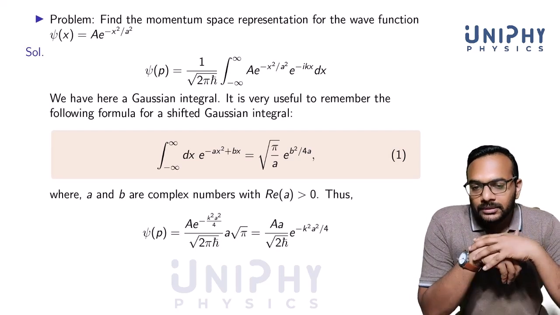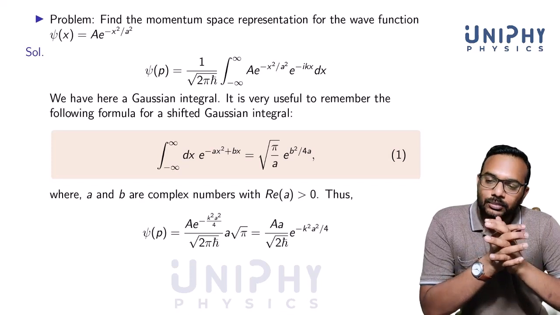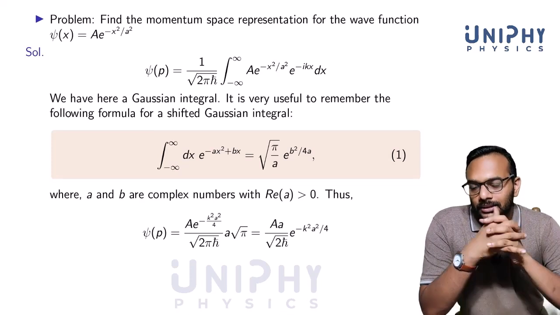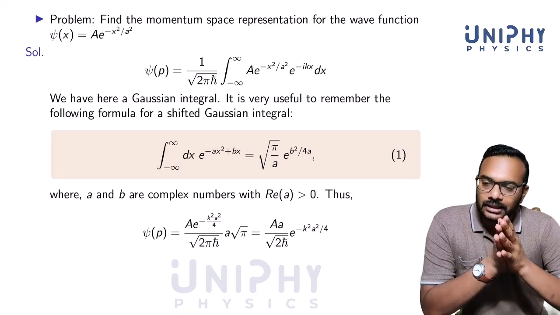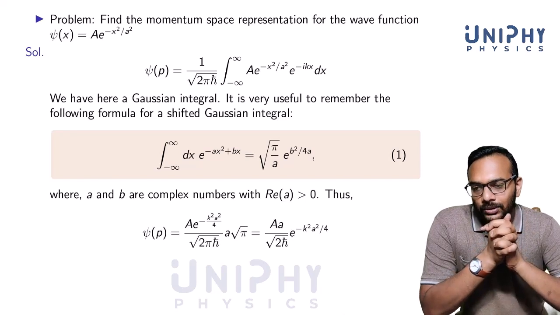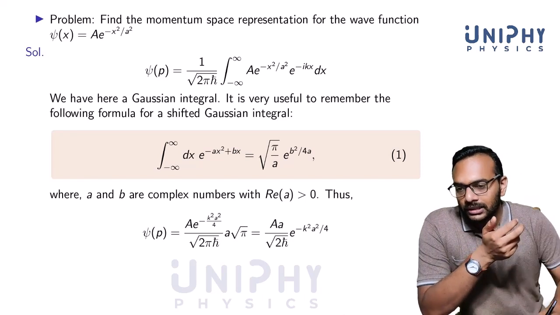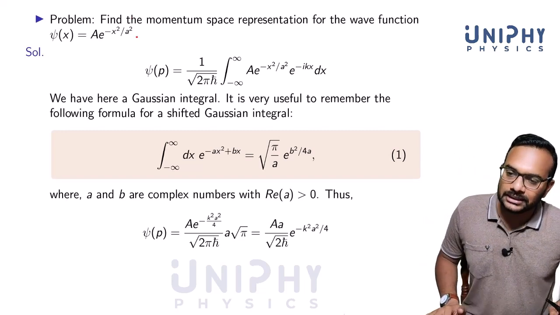Find the momentum space representation for the wave function psi of x equal to a e raised to minus x square divided by a square. This kind of wave function with an x square in the argument of the exponential is known as a Gaussian. This problem is of particular importance in physics. We'll see it over and over again, these Gaussian wave functions appearing everywhere.